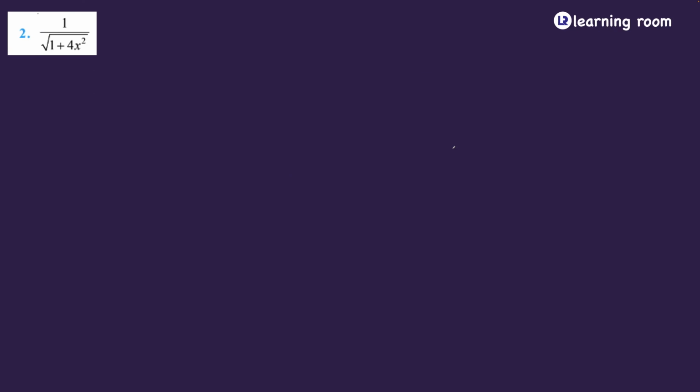Second problem. We need to find the integral of 1 by root of 1 plus 4x square. So this can be written as the integral of 1 divided by, take the 4 outside, square root of x square plus 1 by 4. But what am I taking outside? I'm taking out 4. So what will be in the denominator? It will be 2. Did you all understand this?